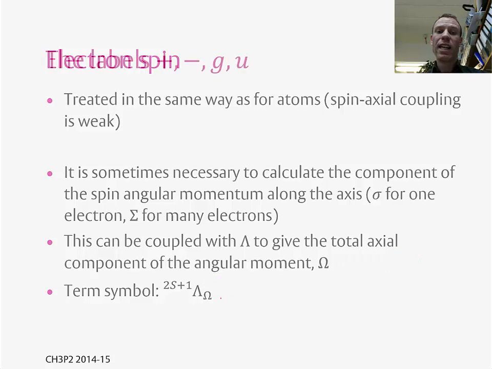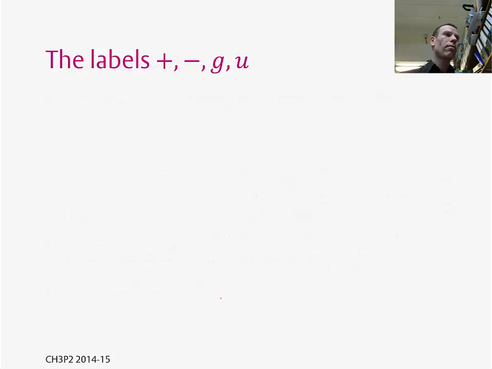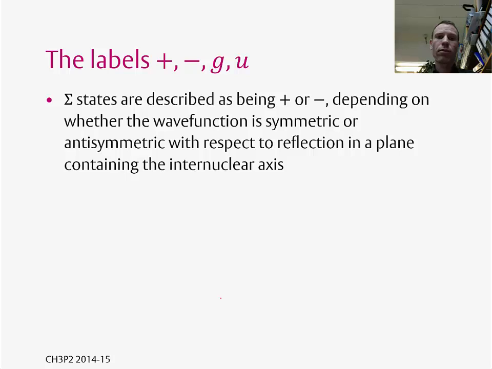the available electronic states. Now, there's a few more labels which we need to look at very briefly, and these are labels plus, minus, g and u. So sigma states, there's a little bit of extra nomenclature. They can be either defined as being plus or minus depending on the symmetry of the wave function with respect to a plane in the internuclear axis.